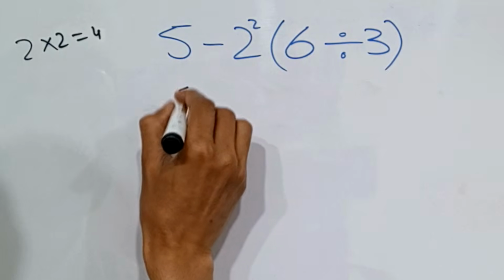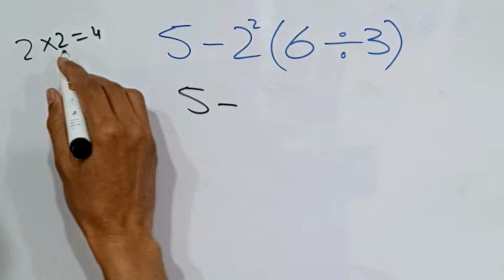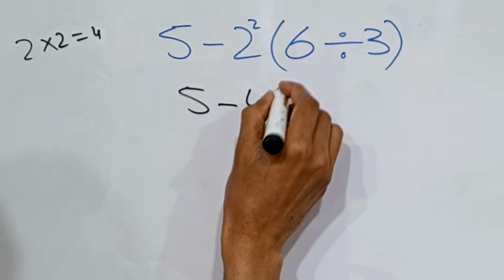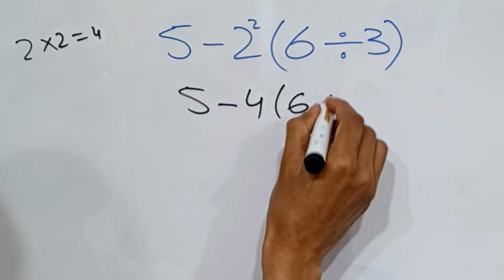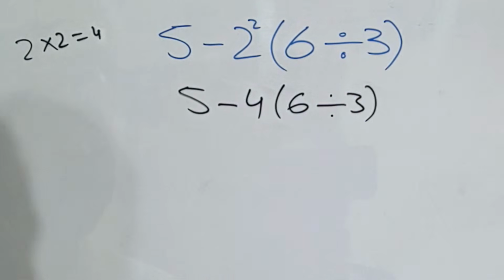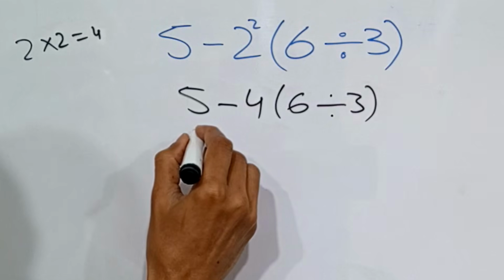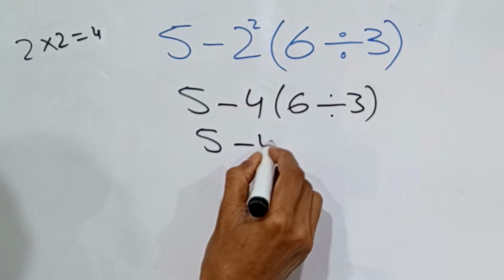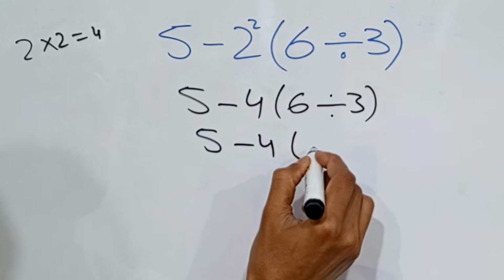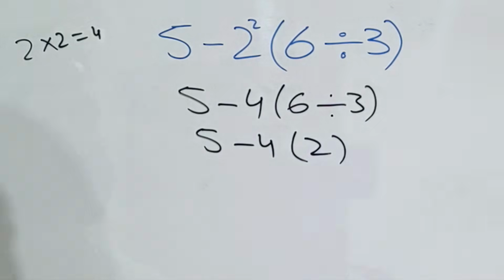5 minus 2 squared means 2 times 2 equals 4, right? 6 divided by 3. Okay, now 5 minus 4 and 6 divided by 3 equals 2, right?